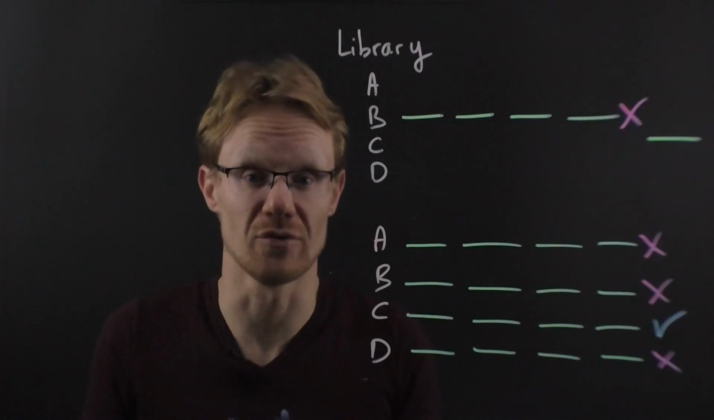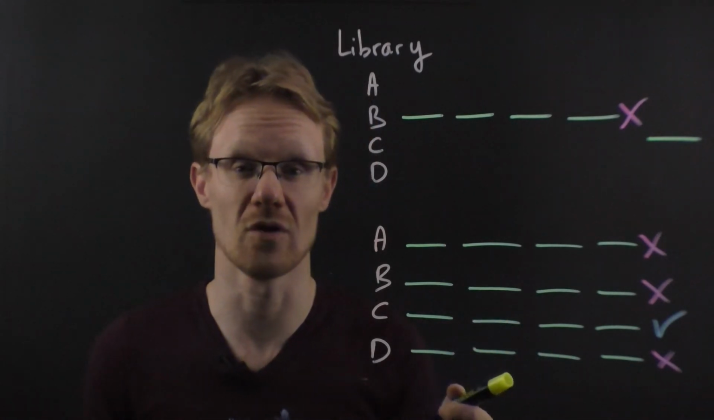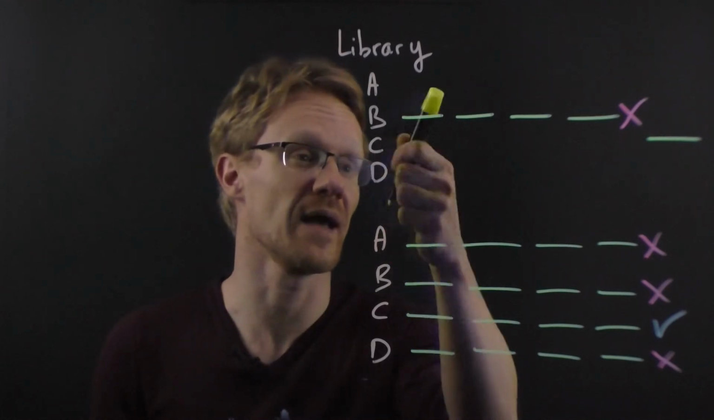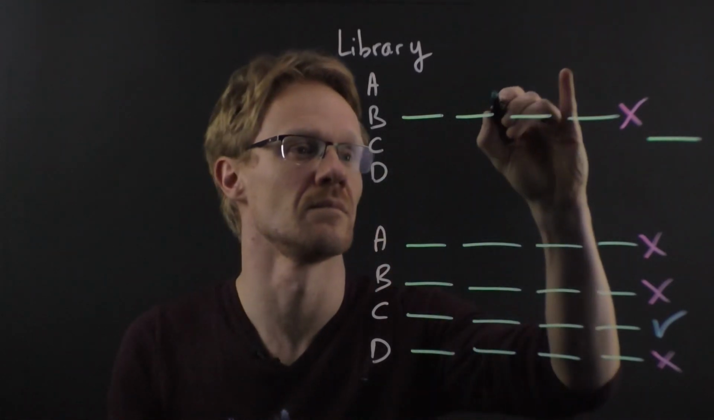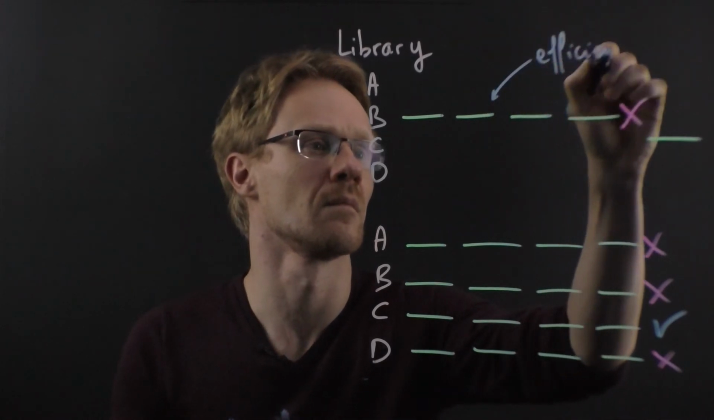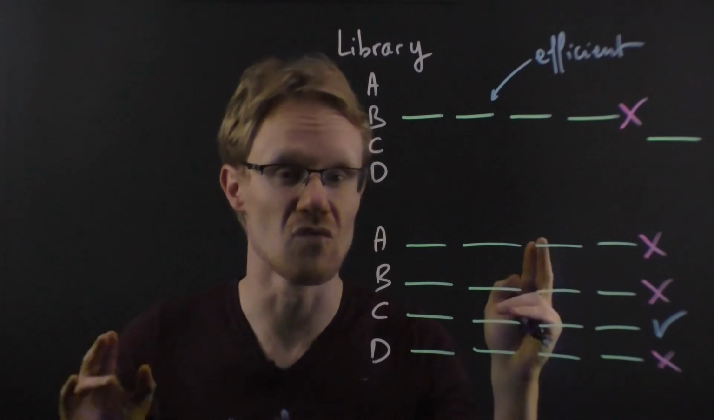Now let's compare the two approaches. The one at the top was very efficient. You didn't spend any time working on the wrong library. You didn't work on A, you didn't work on D, and so this was very efficient. Now down here, you did spend a lot of time working on the wrong libraries.